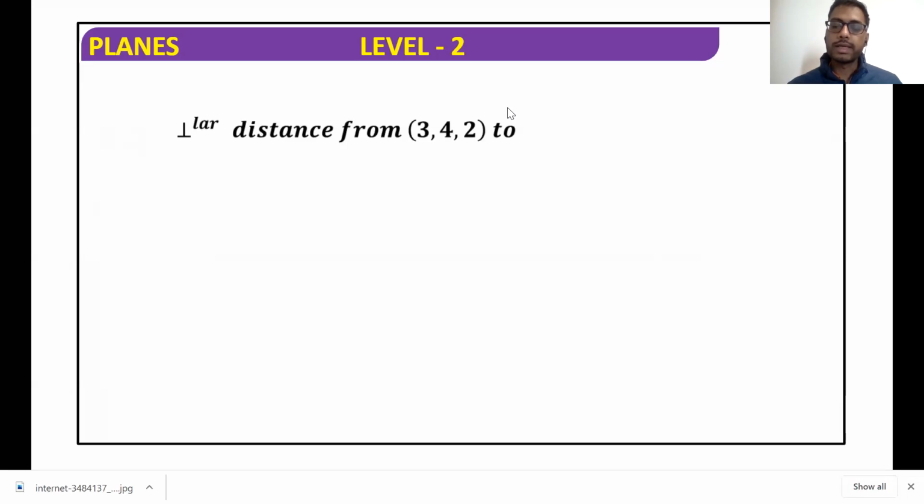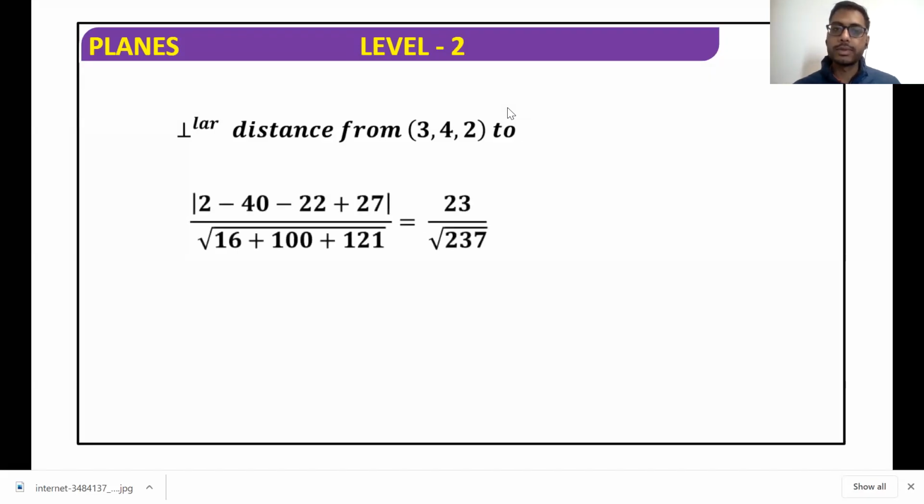What we want to find is distance of point A from the plane. A coordinates are given 3, 4, 2. So perpendicular distance is going to be ax1 plus by1 plus cz1 plus d upon under root of a square plus b square plus c square. Using that formula, just substitute in the values and equate. Answer is equal to 23 by 2 root 7.